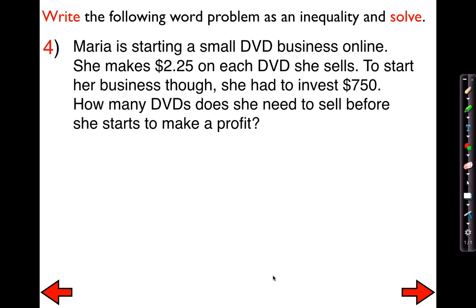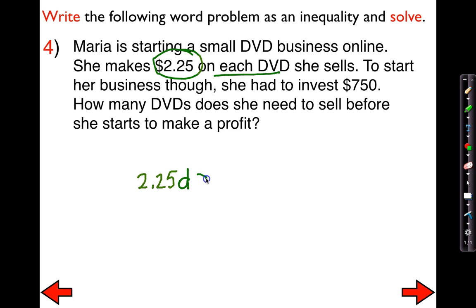Okay, so first of all, if she's making $2.25 on each DVD, that is your rate of change. That means she's going to take $2.25 and multiply that by the amount of DVDs that she sells. So we're going to go ahead and put D, because this means $2.25 times D. If she's invested $750, if she wants to make a profit, she's got to make more than that.